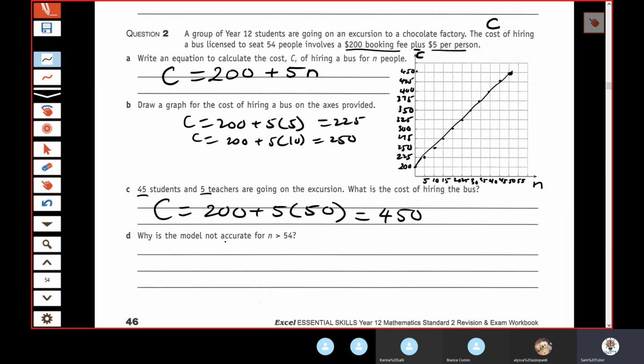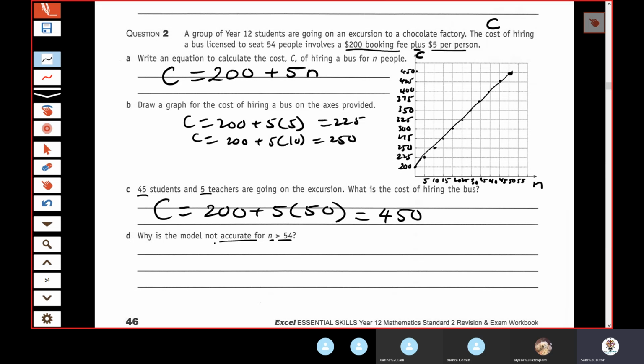All right, and it says, why is the model not accurate for n bigger than 54? Why is this model not accurate? Well, it's licensed to only have 54 people. So if you have 55, you can't actually use this model because you don't need one bus. You need now 2 buses. You get me? Right.